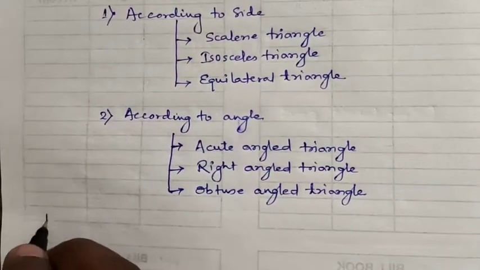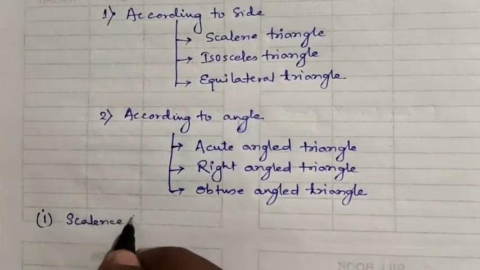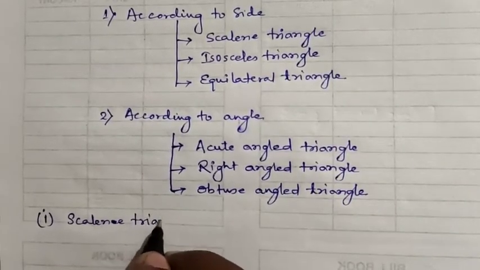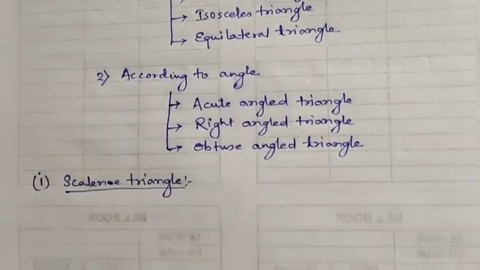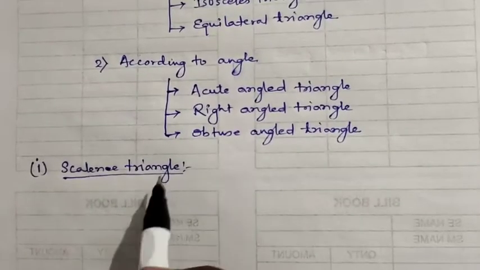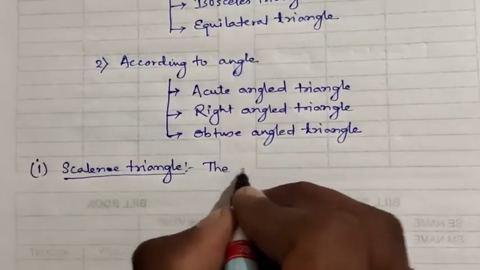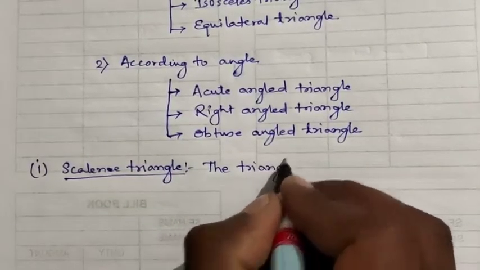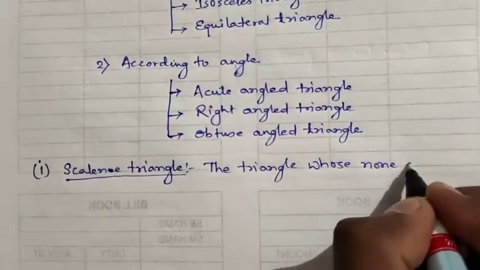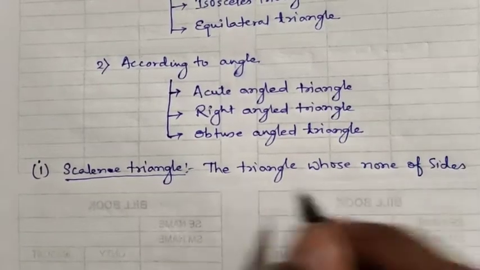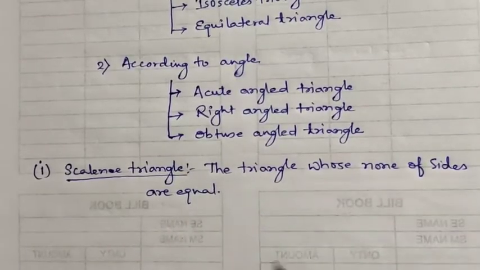The very first we are going to learn about is the scalene triangle. Scalene triangle is according to side, and we can define a scalene triangle as the triangle whose none of the sides are equal. None of the sides are equal. They are called scalene triangles.